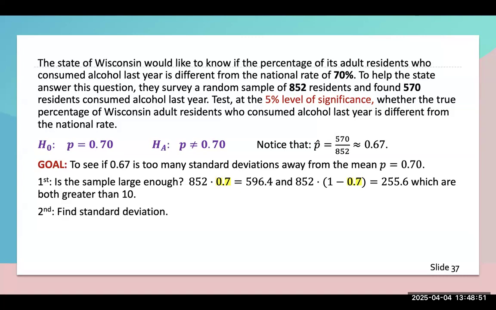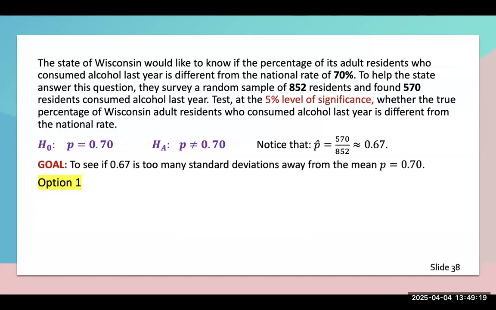My next step is to find the standard deviation. Remember that a binomial distribution, when we have a sufficiently large sample, becomes a normal distribution, and the standard deviation is the square root of p times 1 minus p, all divided by n. So if you calculate that, you get 0.016. Double check that you can get the same number in your calculator.